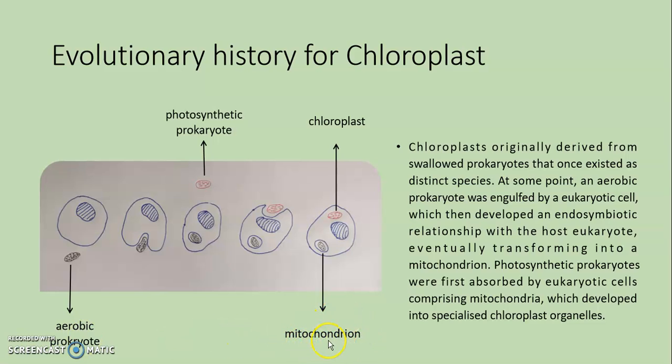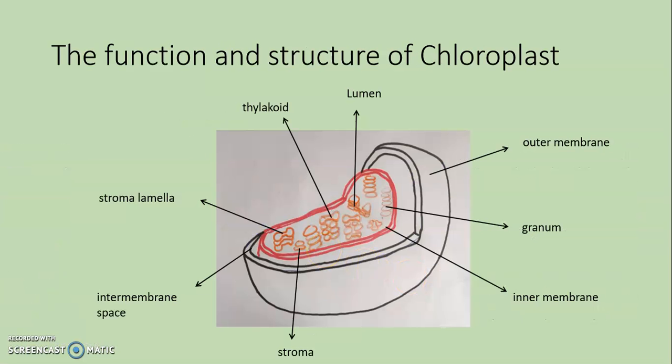At the end of this, photosynthetic prokaryotes were engulfed by the eukaryote cell comprising mitochondria, which developed into specialized chloroplast organelles. So next, let us understand the function and the structure of chloroplasts.